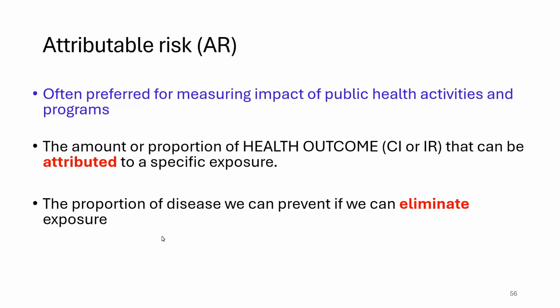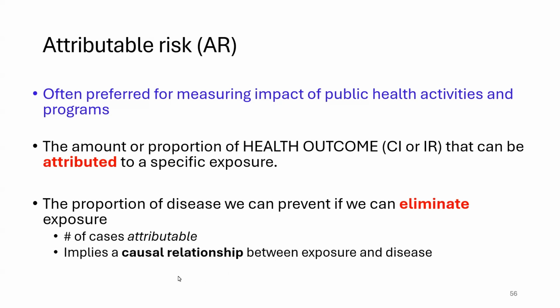So we use this information to then calculate what proportion of a disease we can prevent if we were to just eliminate that exposure entirely. So we use that by calculating the number of cases that are attributable to that particular exposure. What this implies, however, is that there is a causal relationship between the exposure and the disease, which is something we'll talk about more throughout the semester, and some of the drawbacks to assuming a causal relationship between different exposures and diseases.